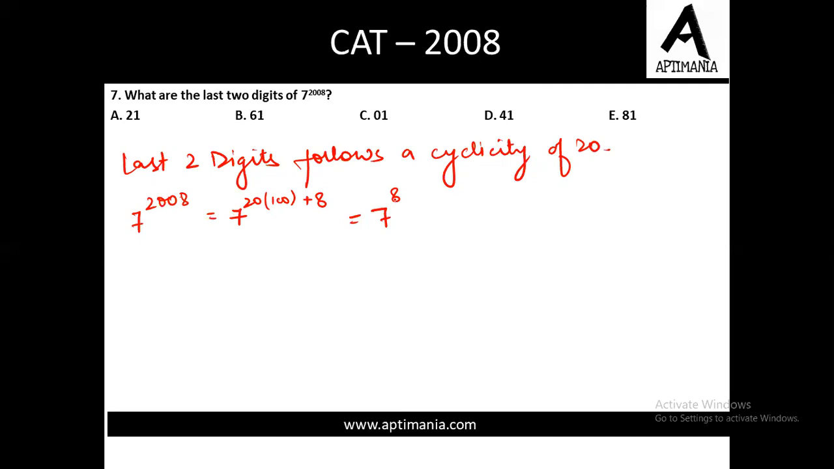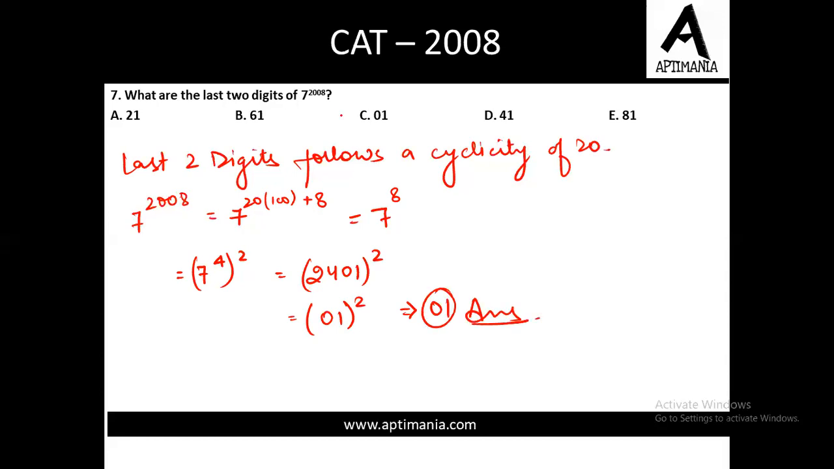So we have to calculate the last two digits of 7 raised to the power 8. For this, 7 raised to the power 8 can be written as 7 raised to the power 4, whole power 2, right? Now we know that 7 raised to the power 4 is 2401 and we have to square this term. While calculating the last two digits of the square of 2401, we just need to consider the last two digits. This can be written as the square of 01, which is ultimately 01 only. So the correct answer for question number 7 is option C, that is 01.